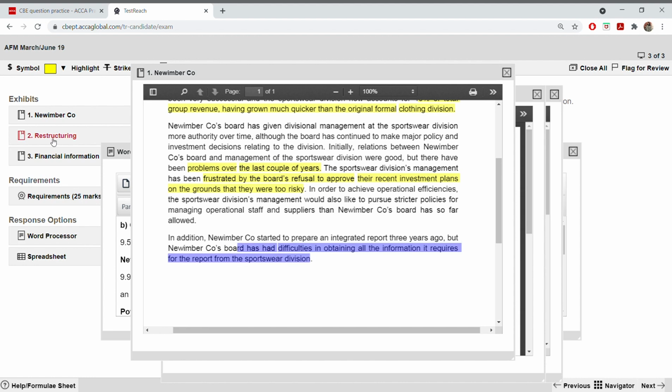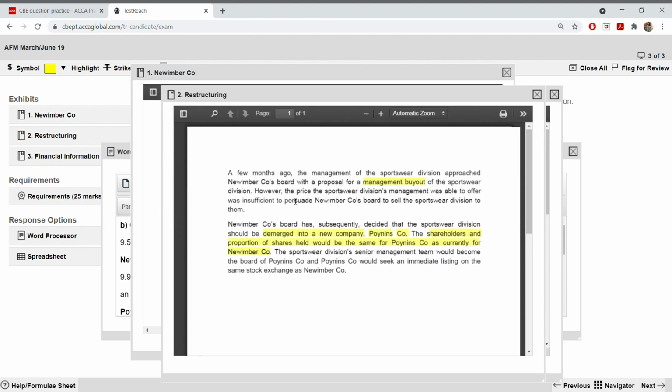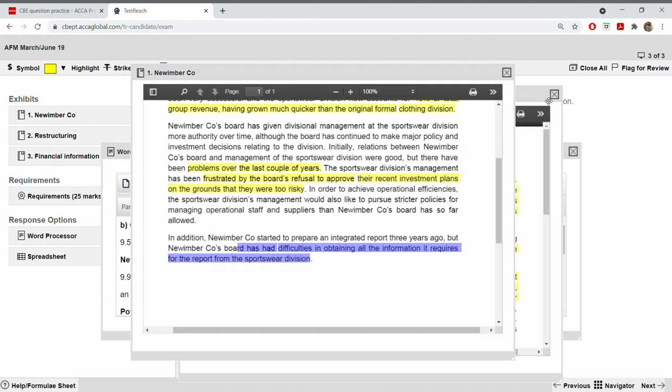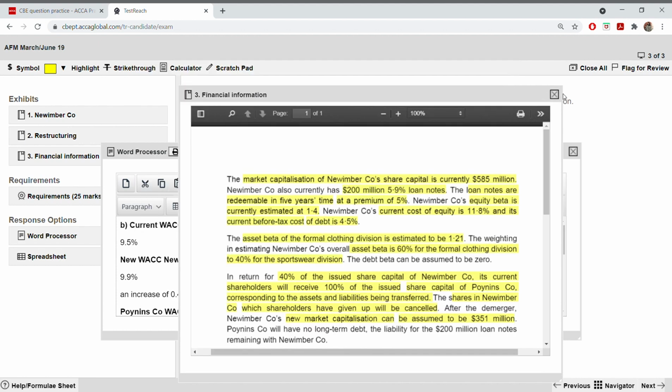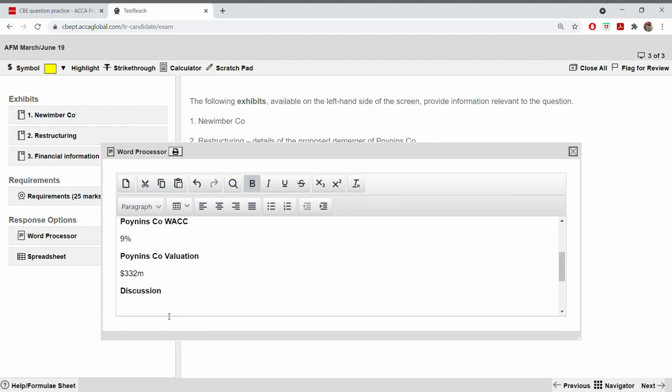Okay, now coming to the restructuring. So we have read that they are going to be demerged, right? And it's a management buyout and all those things. So just close out. Okay, you can start talking about cost of capital. It increased, this happened, that happened, or valuation, whatever. So in the marking scheme they have started with valuation, so I'm also going to go in that order.